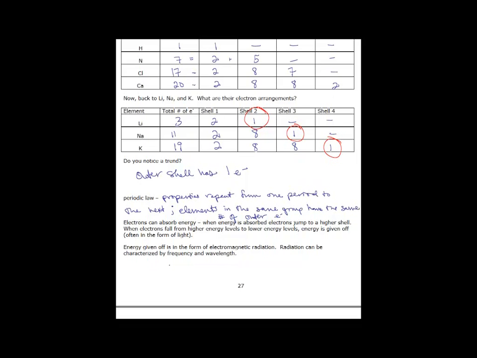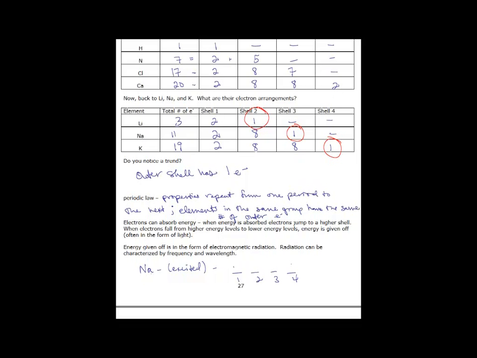Okay. Now electrons can also absorb energy. When energy is absorbed, the electrons jump to a higher shell. So let's say that sodium in its excited state has an arrangement of, instead of 2, 8, 1, it's now shell 1, shell 2, shell 3, shell 4.